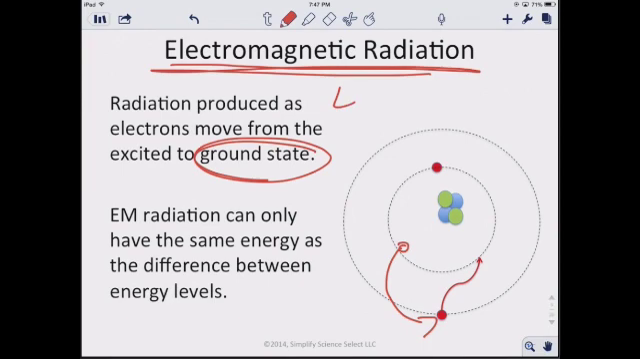So say we go from energy level 4 to energy level 3, we will have an emission of light. So we'll see a color of light. But on the other hand, if we go from energy level 3 and we go up to energy level 4, you don't see an emission of light. It just absorbs that energy. So it's only when it drops down, when it goes down in energy level, that you see that light.